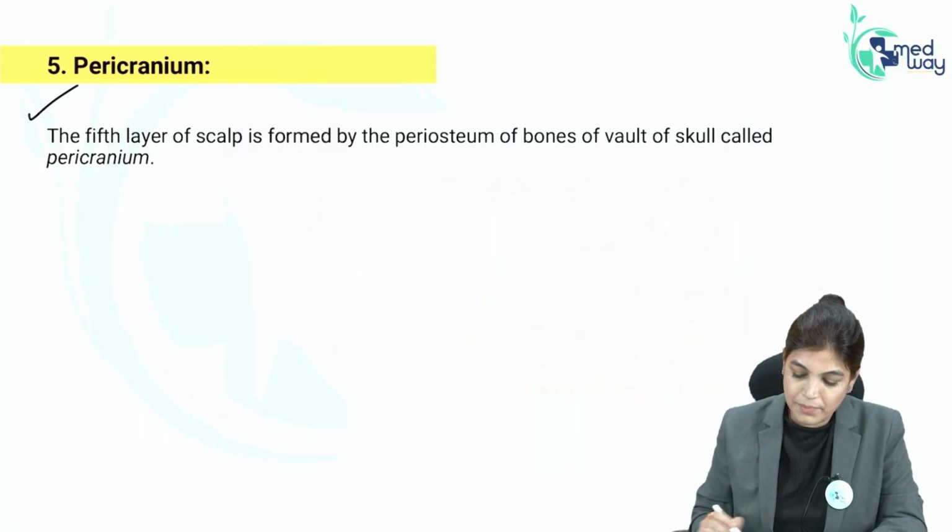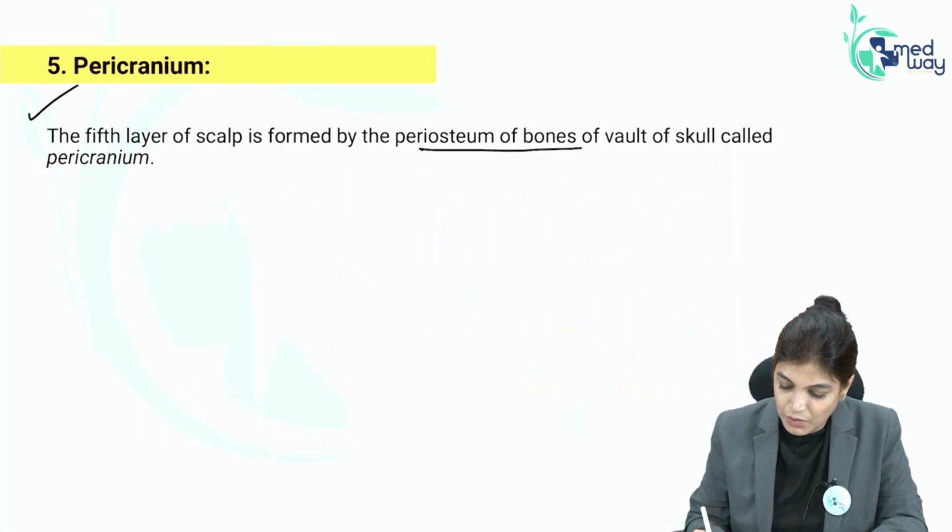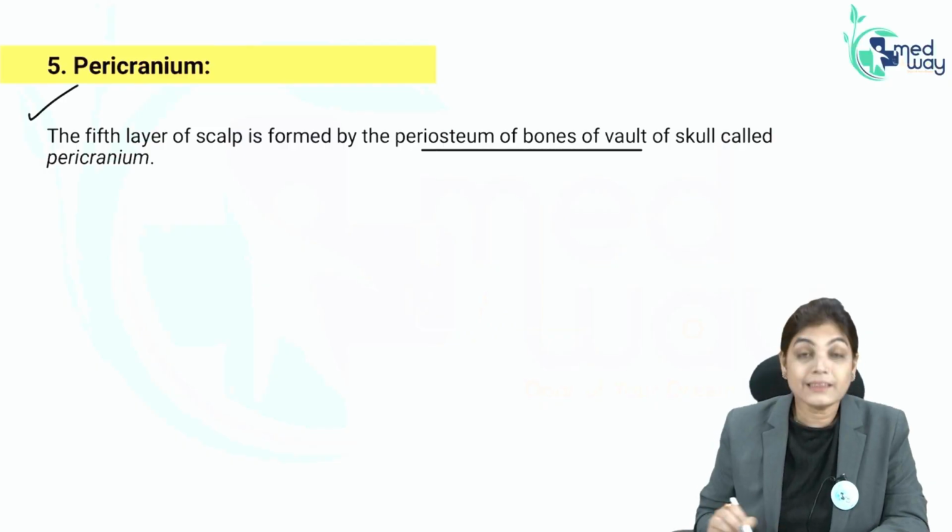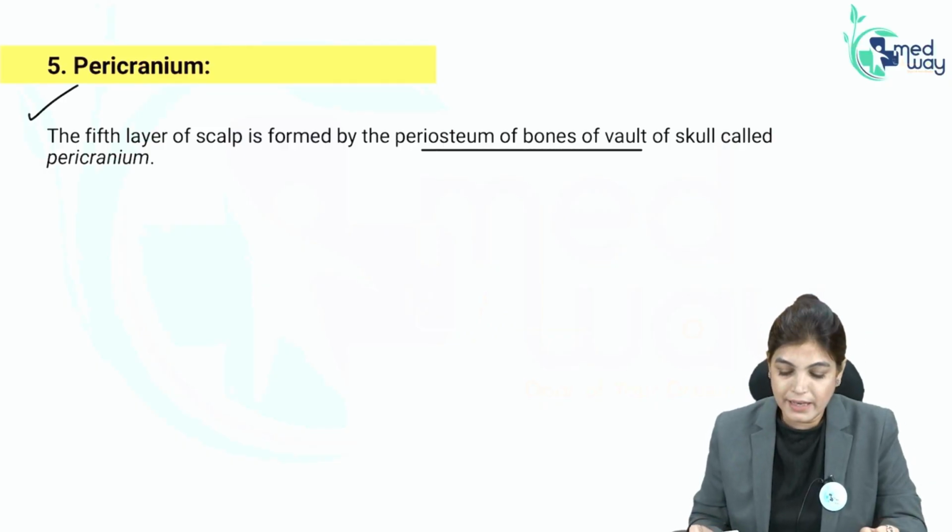Now, the fifth layer, the pericranium. The fifth layer is formed by the periosteum of the bones of the vault of the skull, and this layer is signified as a pericranium layer.